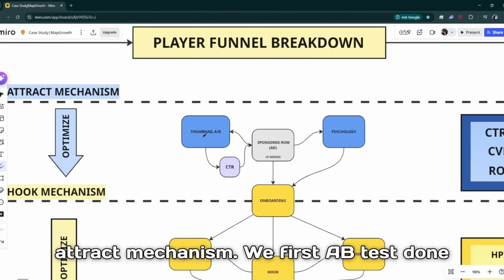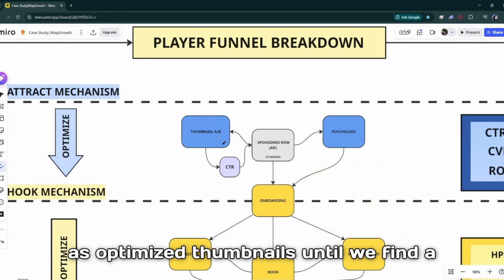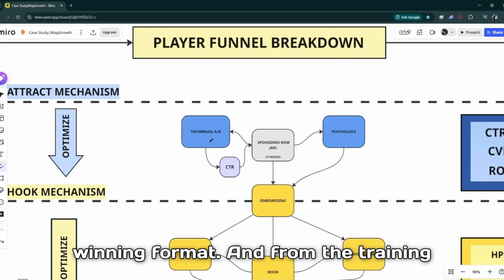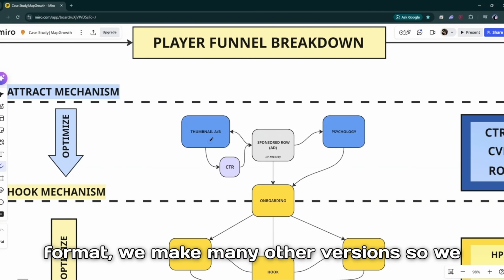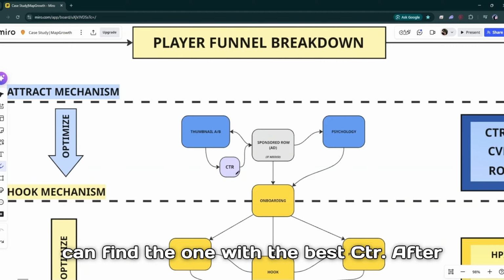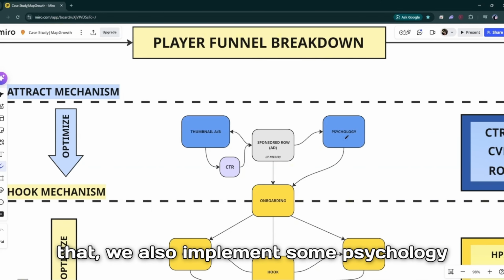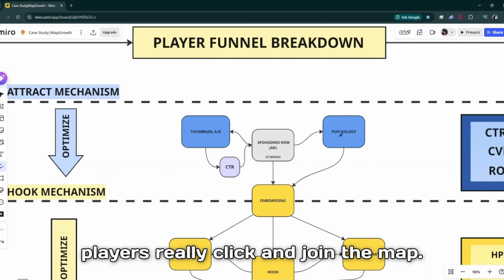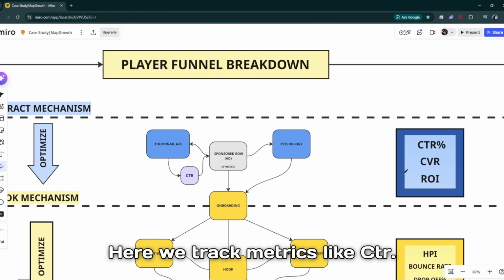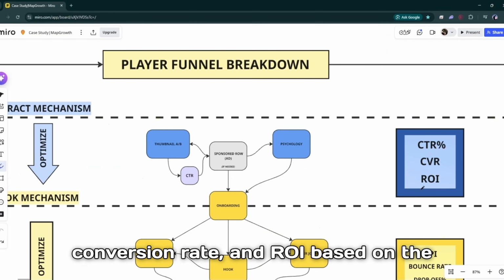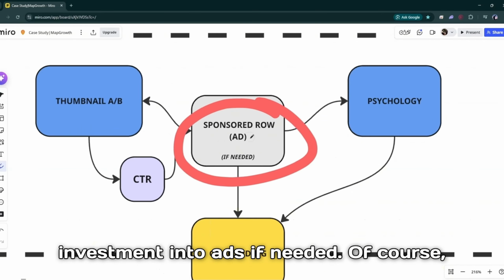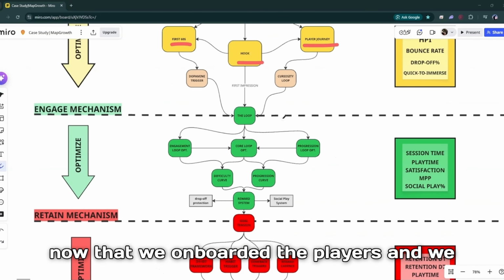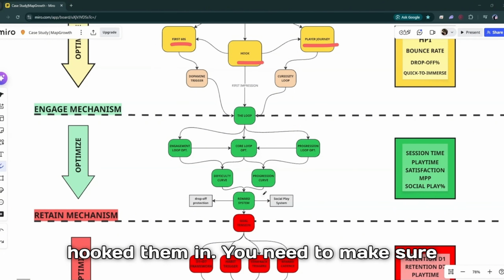We first A/B test thumbnails, optimize thumbnails until we find a winning format, and from that winning format, we make many other versions so we can find the one with the best CTR. After that, we also implement some psychology to the thumbnails and titles to make sure players really click and join the map. Here, we track metrics like CTR, conversion rate, and ROI based on the investment into ads if needed, of course. Now that we onboarded the players and we hook them in, we need to make sure they engage.